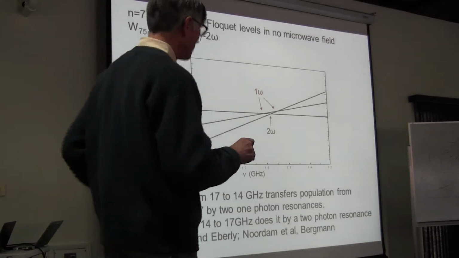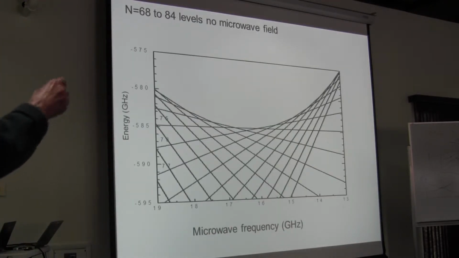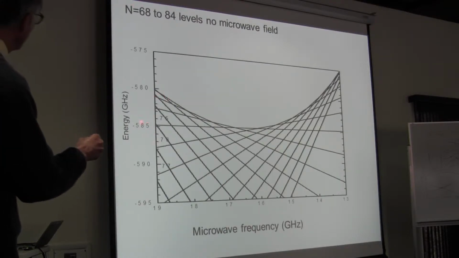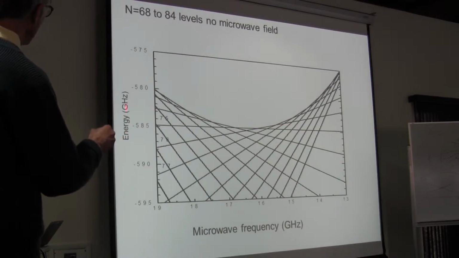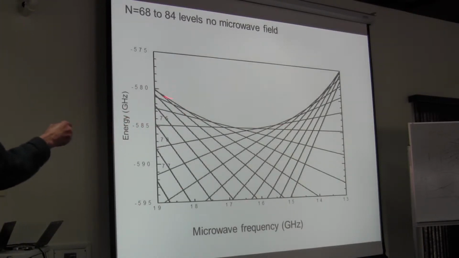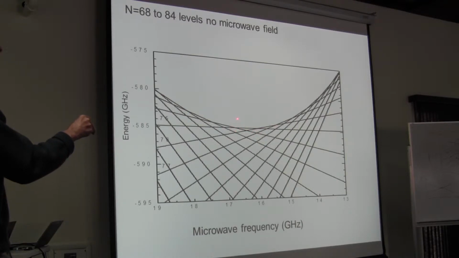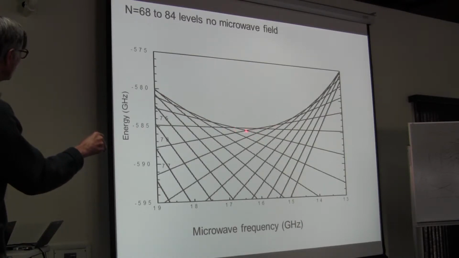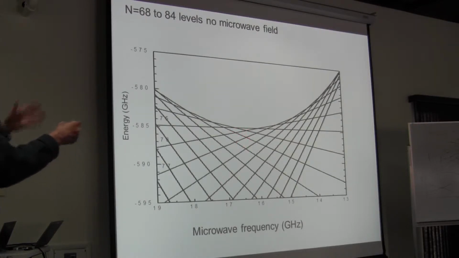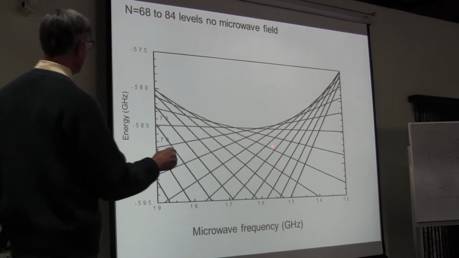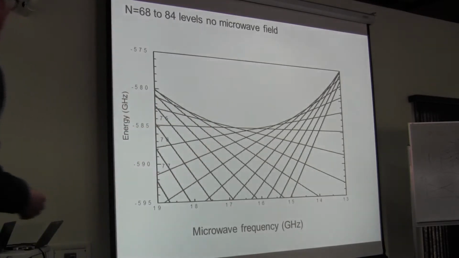Okay, so let's go on and look at all the levels from 68 up to 84. So, all right, so here's n equals 75 again, and as I go up in n, I get these levels over here, and down in n are the ones like this. At the top of this graph, there's a sequence of avoided anti-crossings, which are the single photon resonances. Here's the two photon resonance we just looked at a minute ago. This is a three photon, four photon, five photon. Okay. But so you get the idea. You can get all of these resonances that correspond to changing n by one, two, three, four, and so on.